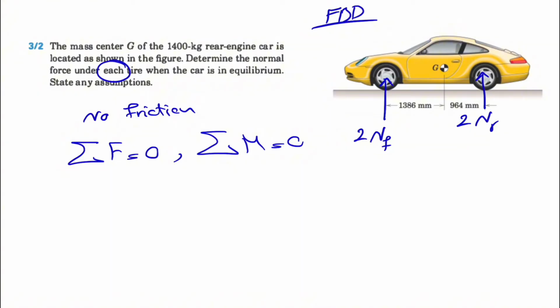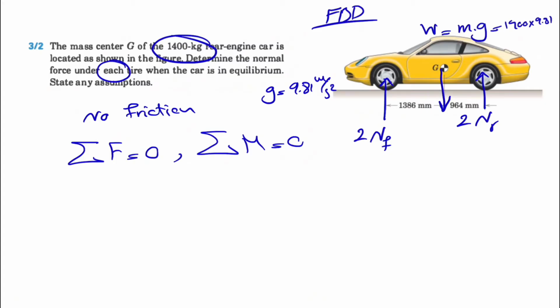So the only other force that we have in here is the weight of this car, which from the question is 1400 kilograms. If we want to find the weight, we have to do mass times g, and g is the acceleration of gravity, which is 9.81 meters per square second. So basically we have to do 1400 times 9.81 in order to get our weight.